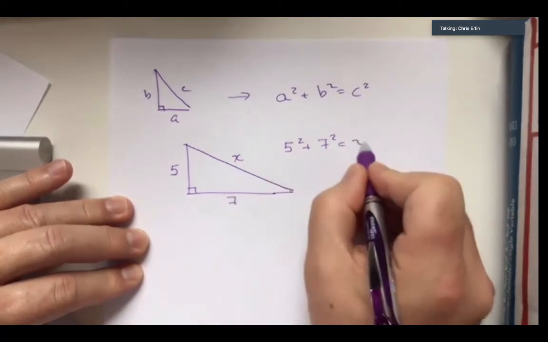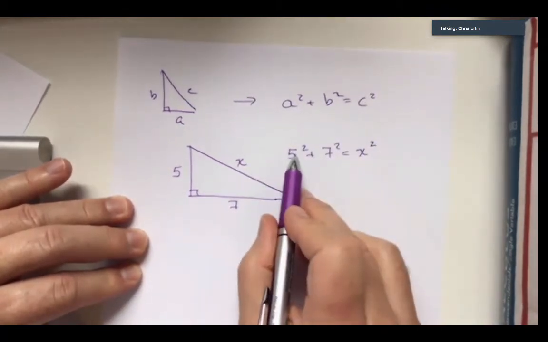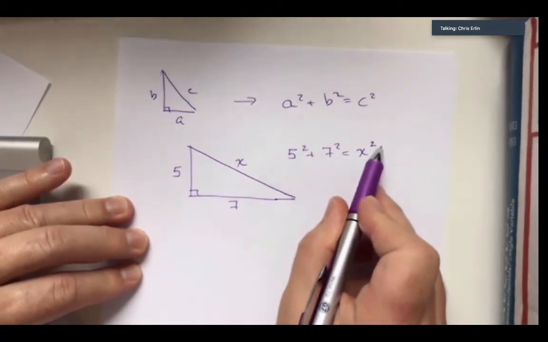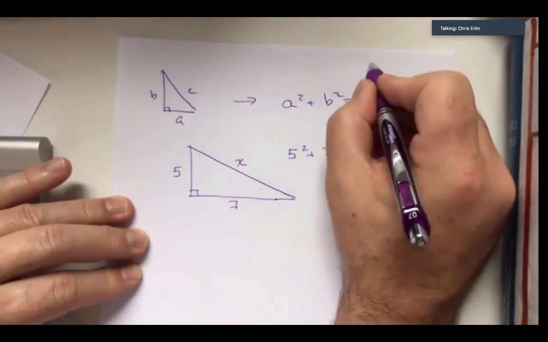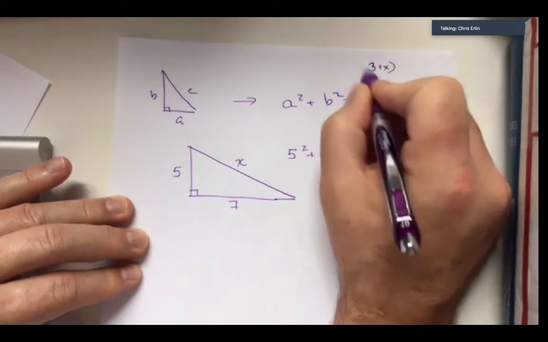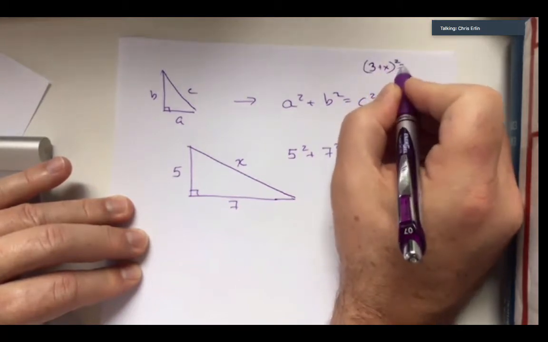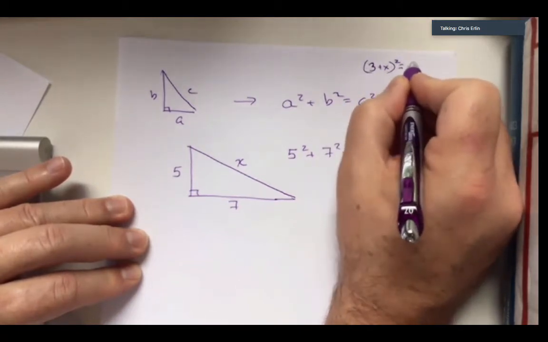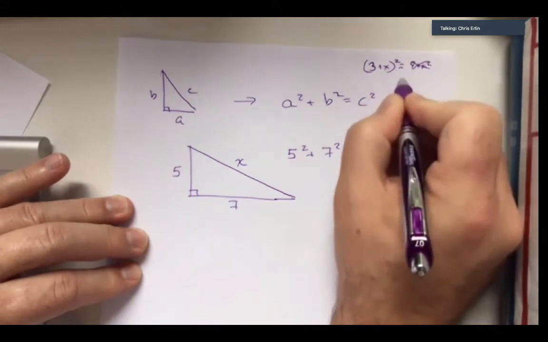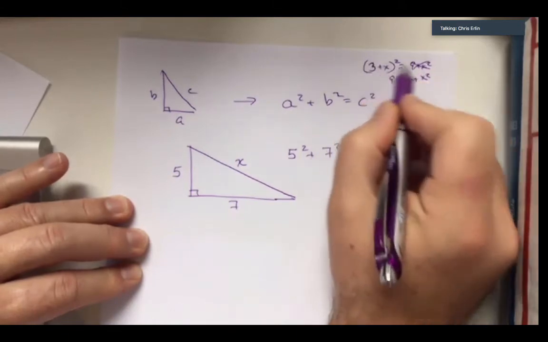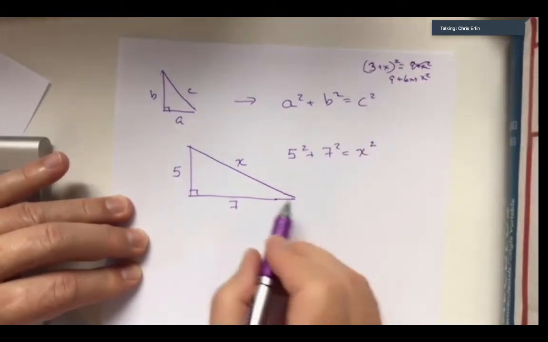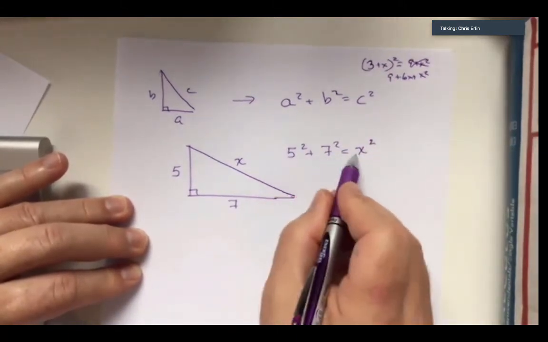In this case, x is my c squared. And I know a lot of times we're tempted to just cancel all those squareds, but you're not allowed to do that. Just like you can't say (3 plus x) squared and just distribute the square. It's not the same as 9 plus x squared. It's the same as 9 plus 6x plus x squared. So anyway, this is 5 squared plus 7 squared equals x squared.